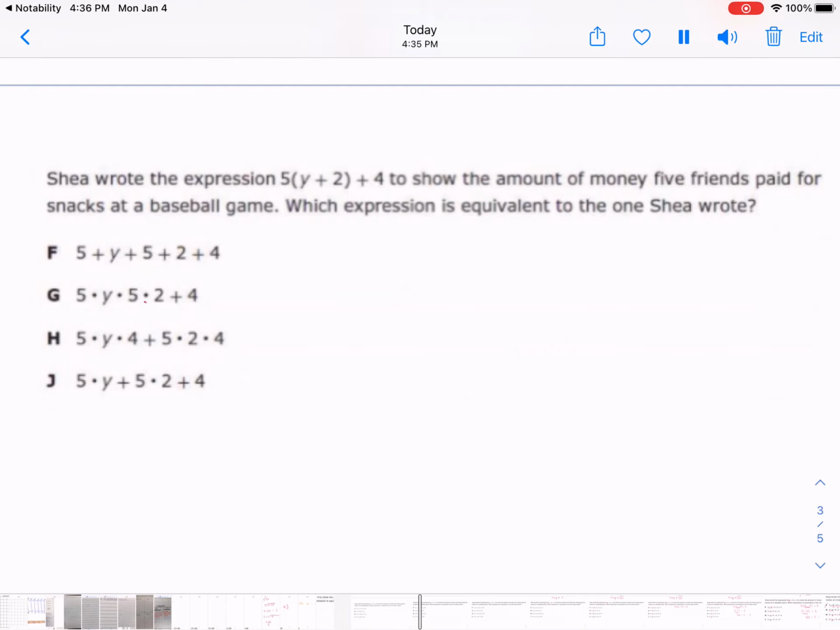So I know that I can distribute my 5 using the distributive property, and I could also solve right here to get an equivalent expression, but let's say that just sounds a little bit too overwhelming, and I just want to look at this expression and figure out which one's equivalent. So what we can do is something called the plug a 2 strategy.